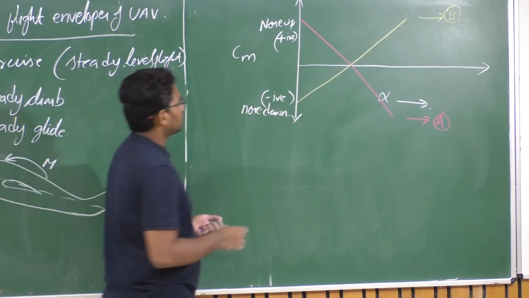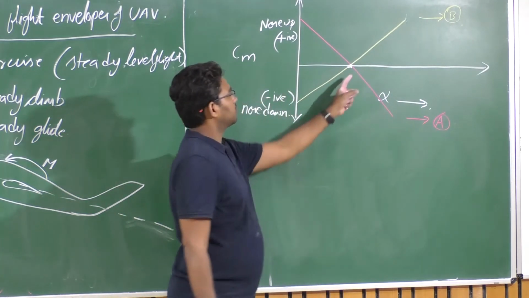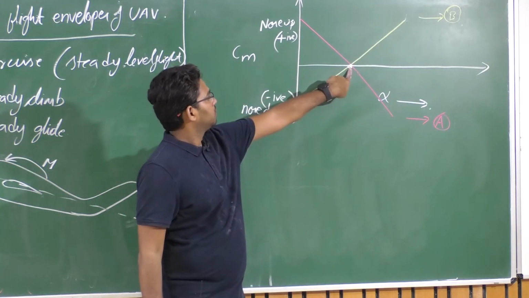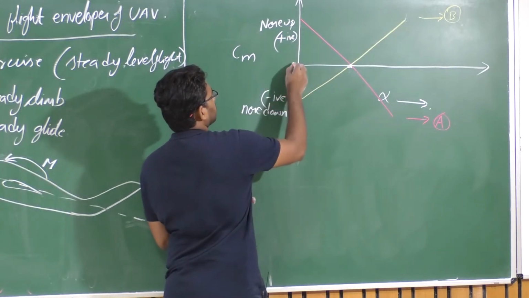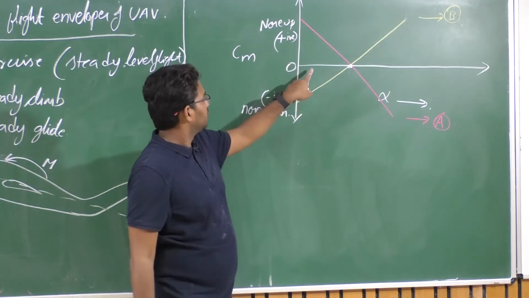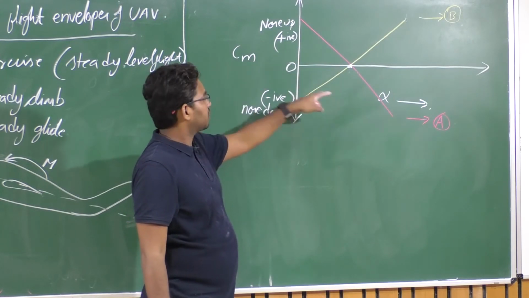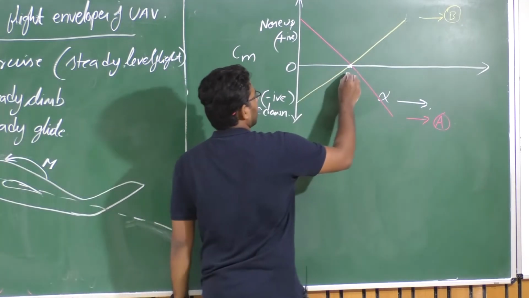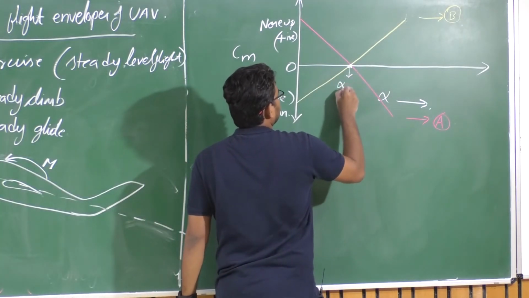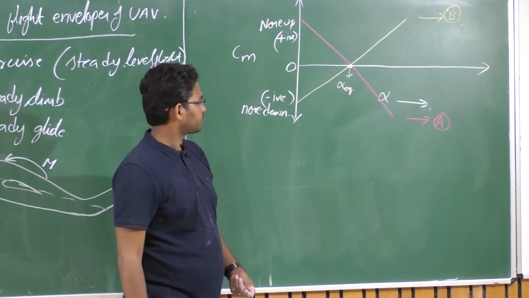Now, what is this junction? Can you guess what this location is? Cm is positive here, negative there, so this must be 0, right? So when Cm is 0, M is 0, moments are 0 here. So can we say this is a trim condition or an equilibrium condition? So what we have is an equilibrium here, let us say alpha EQ, right?